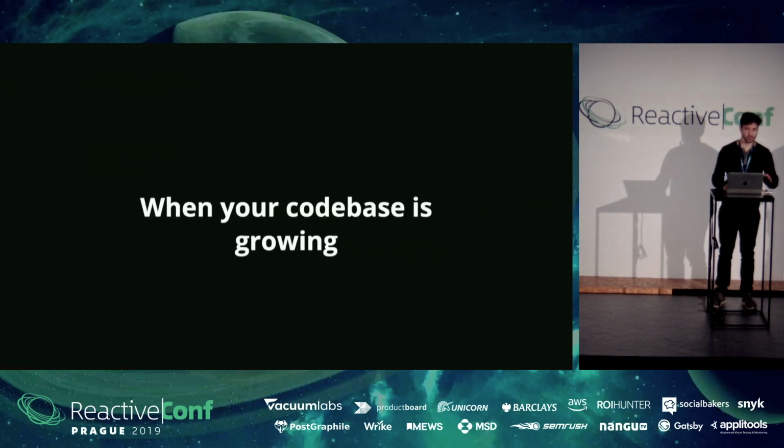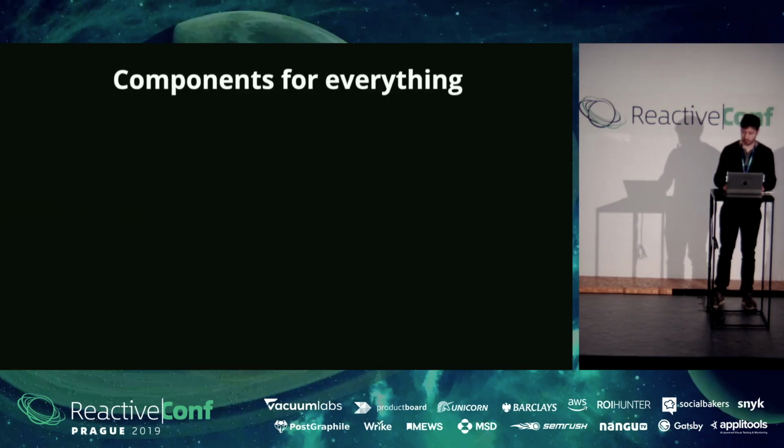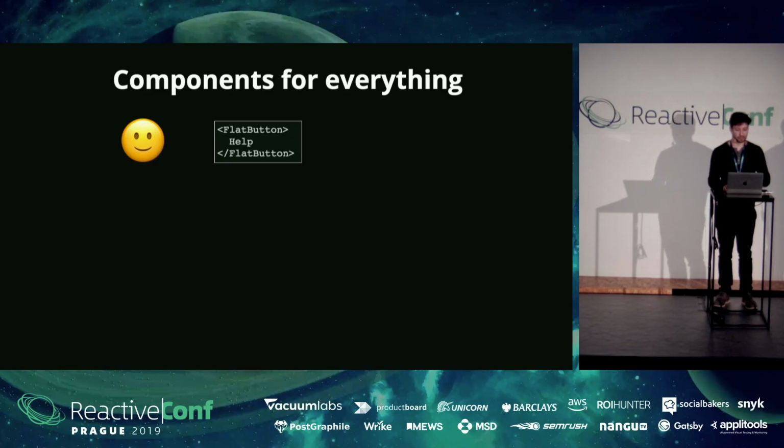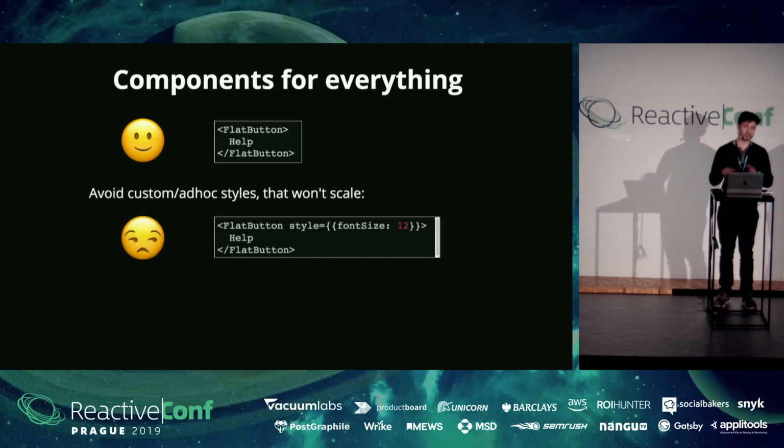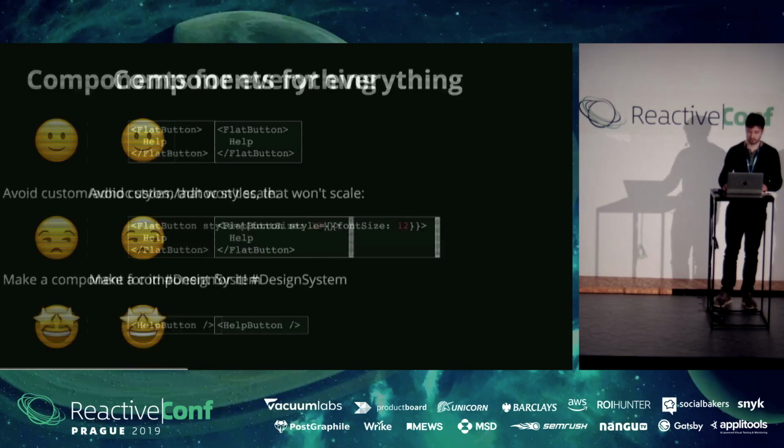Sometimes, at some point, your code base is growing. In my case, as it's open source software, I'm getting contributors. And here are a few tips to keep your code base sane. The first thing is to just have components for everything. If you have a help button, and you want this help button to be a bit smaller on the screen, don't just add font size 12 and be done. Just create a new component for it. What I'm saying, basically, is have a design system and stick to it.